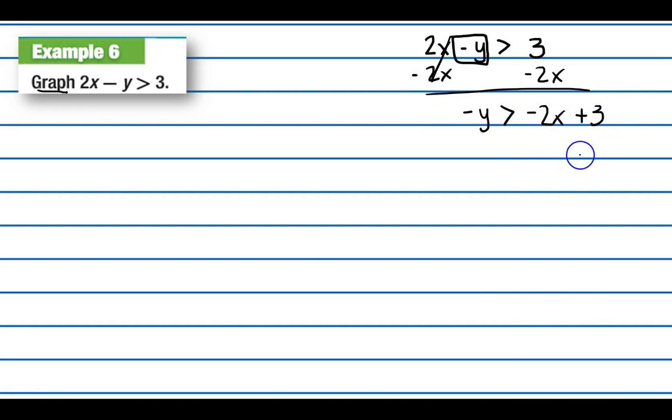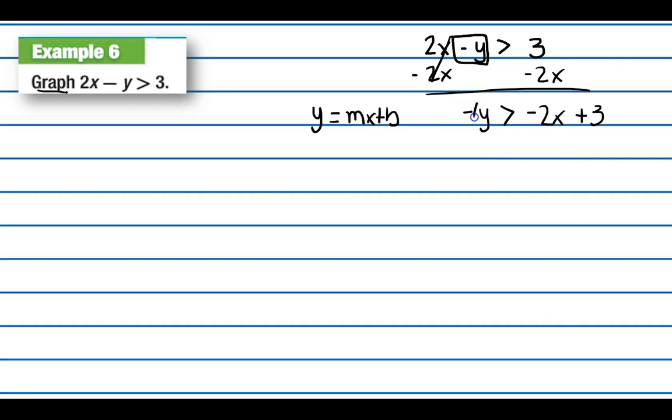We haven't done anything yet, but you should be looking at this and thinking, I have the x, I have the y. It looks like it's going in slope-intercept form. Think about it, y is equal to mx plus b. It doesn't have the equal to, but we have an inequality and we can set it up the same way.